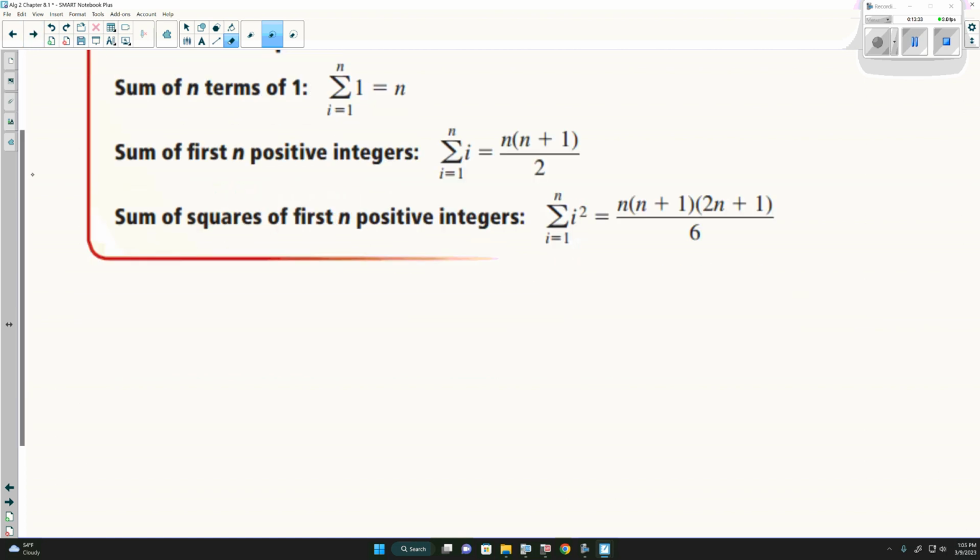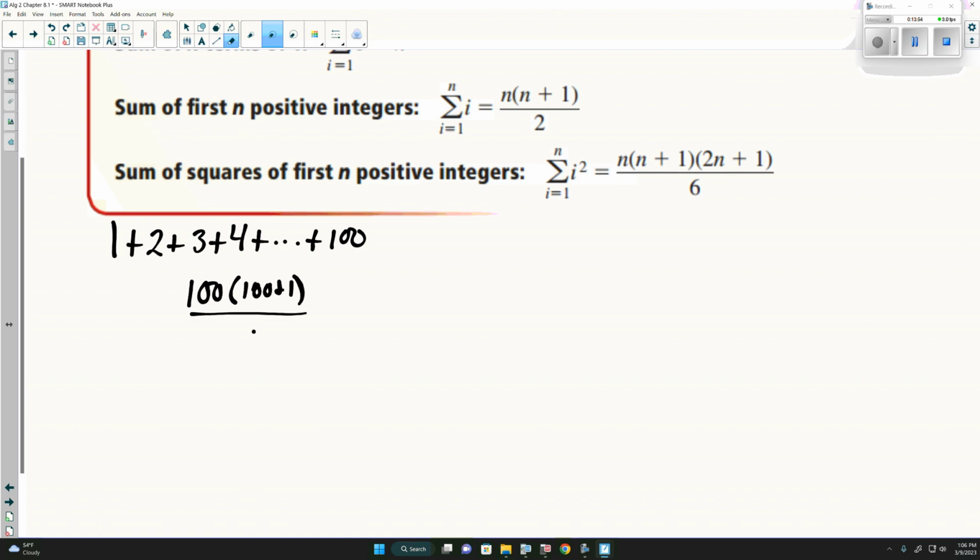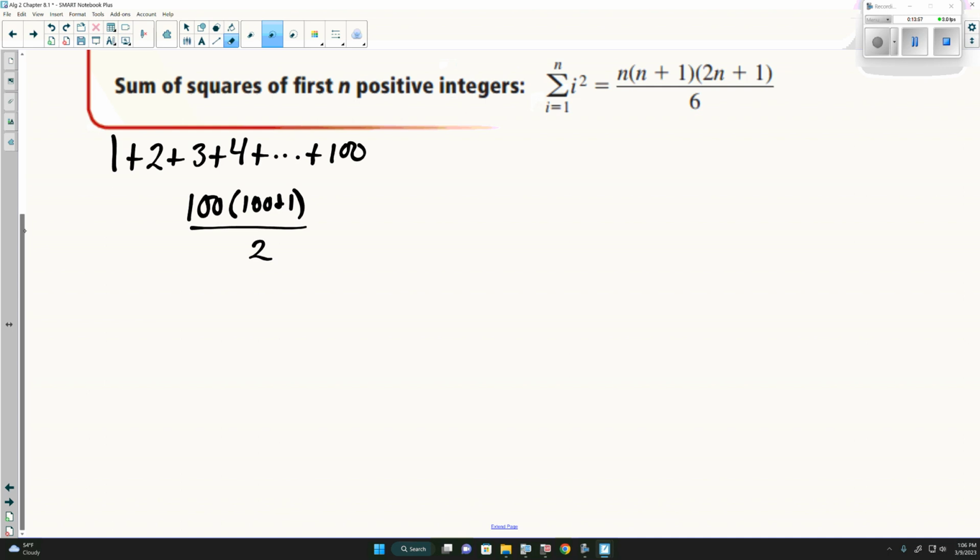Now the second one is actually quite interesting, the sum of the first n positive integers, which means like if we went from 1 to 100, adding the numbers all the way from 1 to 100, we can use this formula here. So n is 100, so we have 100 times 100 plus 1 over 2, which would be 100 times 101 all over 2.